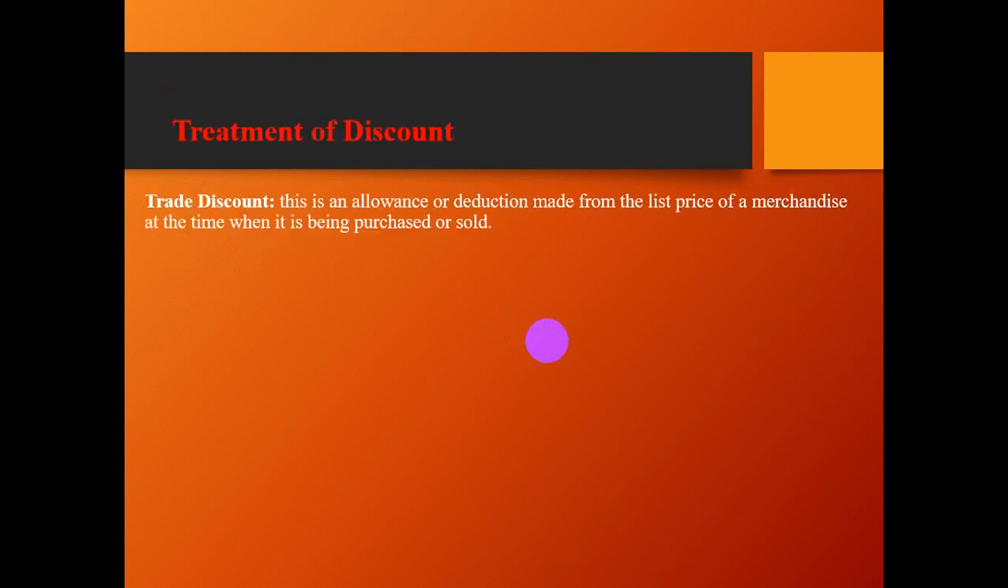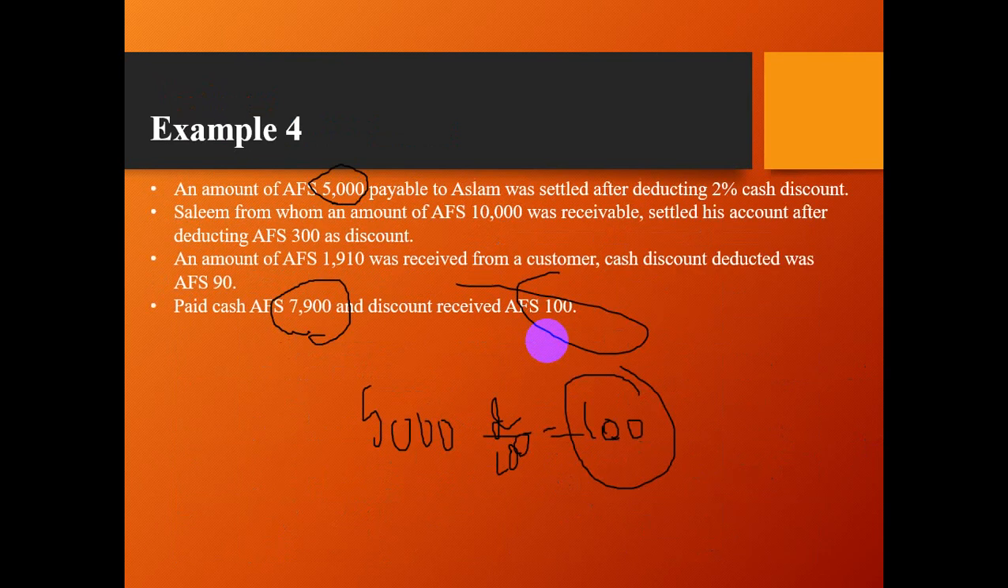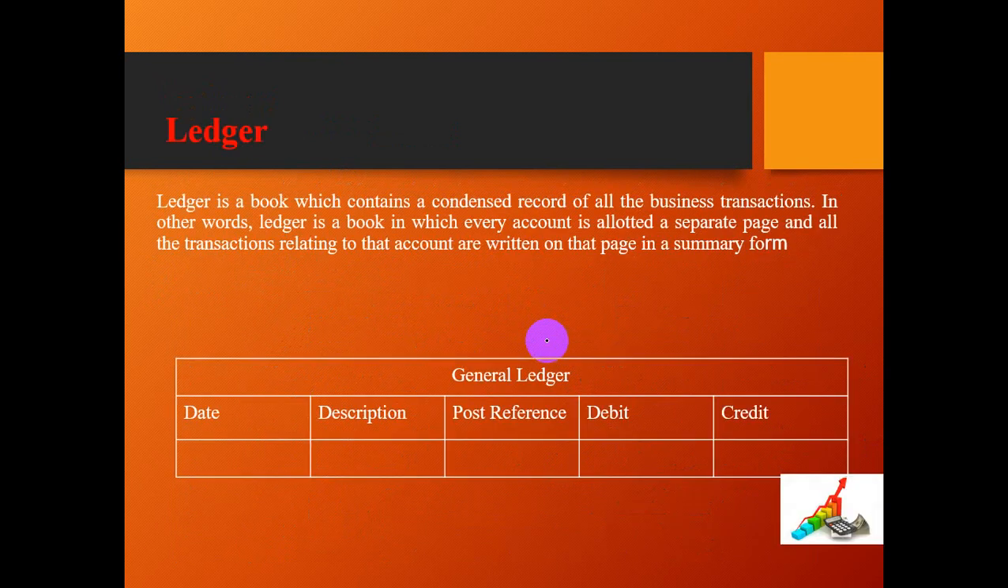The second topic is the ledger. What is a ledger actually? The ledger is the second book of accounting, where we post the transactions from the journal to the ledger. Simply, the ledger is the book which contains a condensed record of all the business transactions. In other words, in the ledger book every account has a separate page, a separate account, to record the transactions related to that topic.